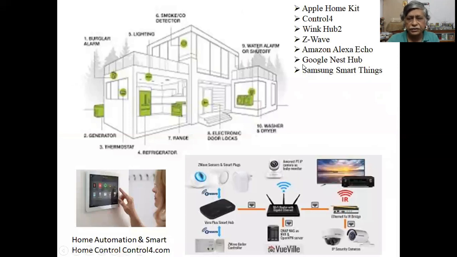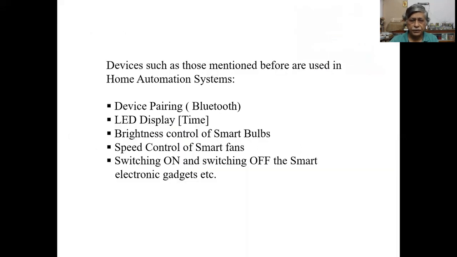Well, there are different vendors who can supply systems which will control the home automation. So some of the vendors are Apple HomeKit, Control 4, Wink Hub 2, Z-Wave, Amazon Alexa Echo, Google Nest Hub, Samsung SmartThings. So these are only a few vendors that you have got. Maybe there are different other vendors also available who can supply systems for smart home.